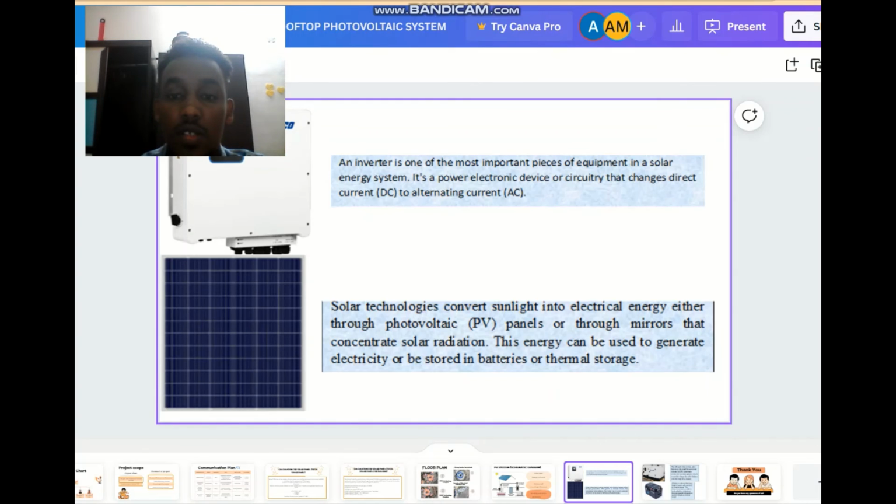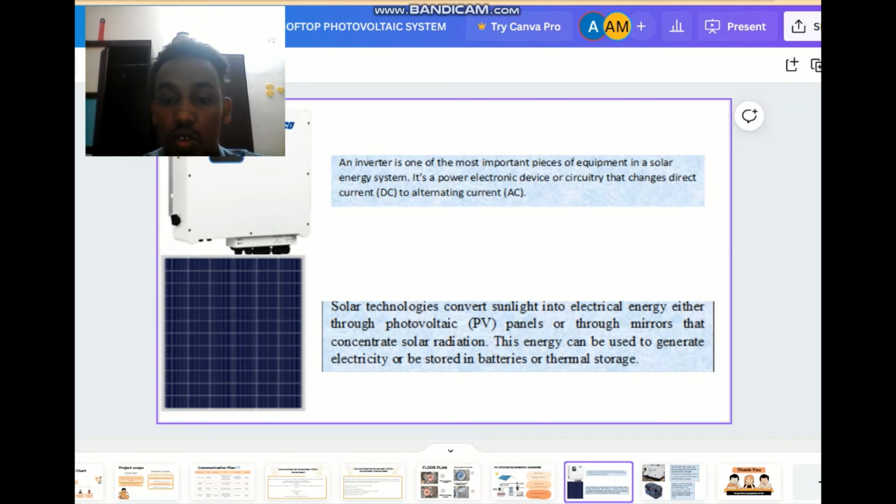So this is a sum of devices that we can use in our project. The first one is an inverter. It's one of the most important pieces of equipment in a solar energy system. It's an electronic device or circuitry that changes direct current to alternating current.